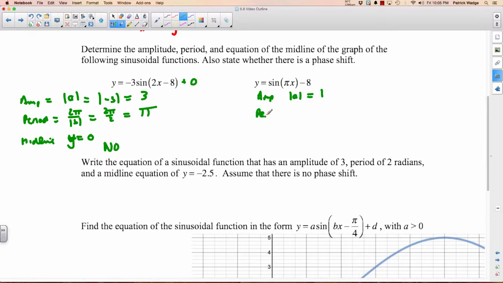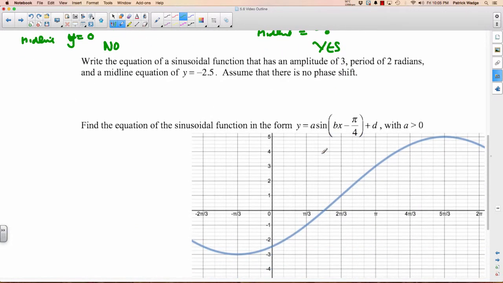Your period is equal to 2 pi over the absolute value of B. How much is B here? Pi. So the pi's cancel. Your period is 2. The midline, you look at the D value. What's the D value in this case? -8. So is there a vertical shift? Absolutely. The whole thing's moved down 8 steps.